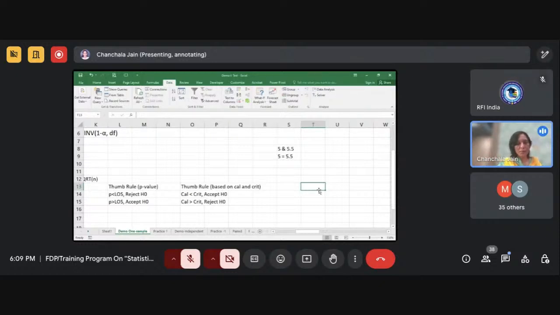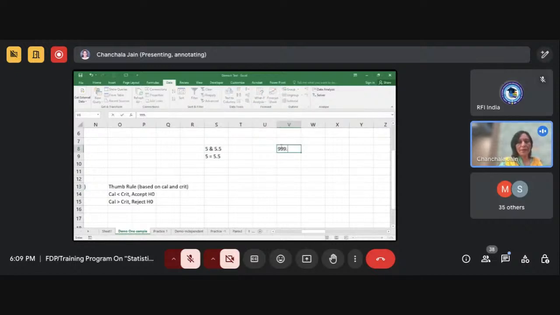Suppose in some of the bottles the water quantity is 999.08, maybe 998.5, 1000.02, then 997.78, likewise. So for all the 20 bottles, whatever quantity he has poured, he is measuring and noting it down somewhere, and then suppose he is taking the average of that.